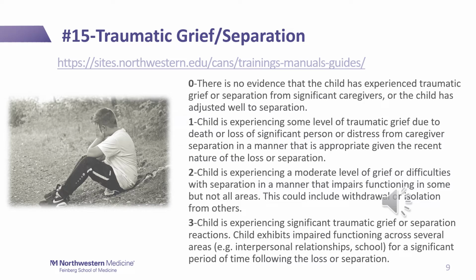And a 3, the child is experiencing significant traumatic grief or separation. The child is exhibiting impaired function across several areas. Examples include interpersonal relationships, school, etc., for a significant period of time following the loss or separation.